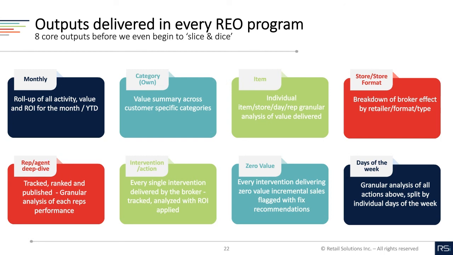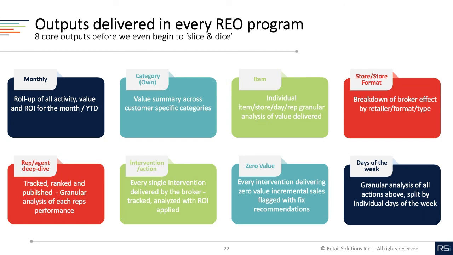Our standard reports include a monthly summary and roll-up of results, a category split performance highlighting which of your categories benefit from the field broker intervention, item-level granular analysis for every single product where an action is taken, store format analysis to highlight which individual stores are performing and which are the best or worst distinct formats to call on. Salesperson deep dive analysis helps you understand who's doing what, where, and how effectively.